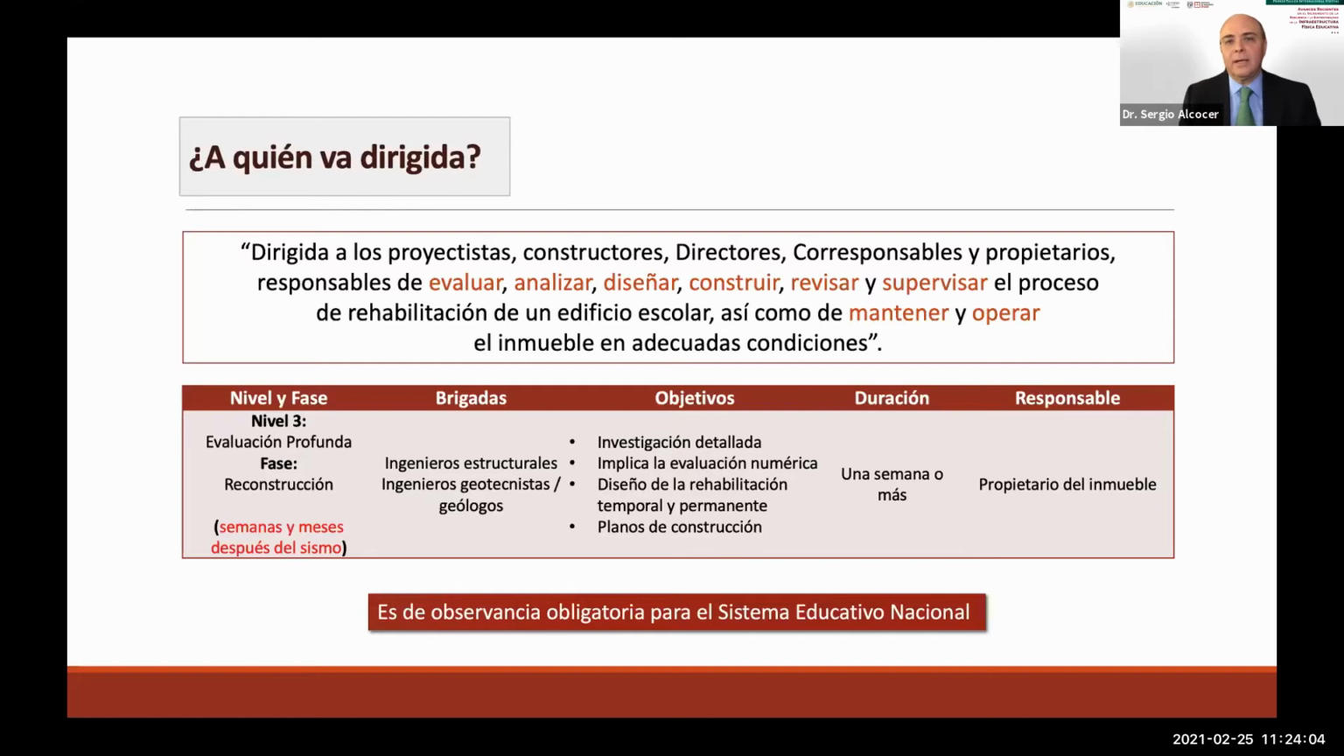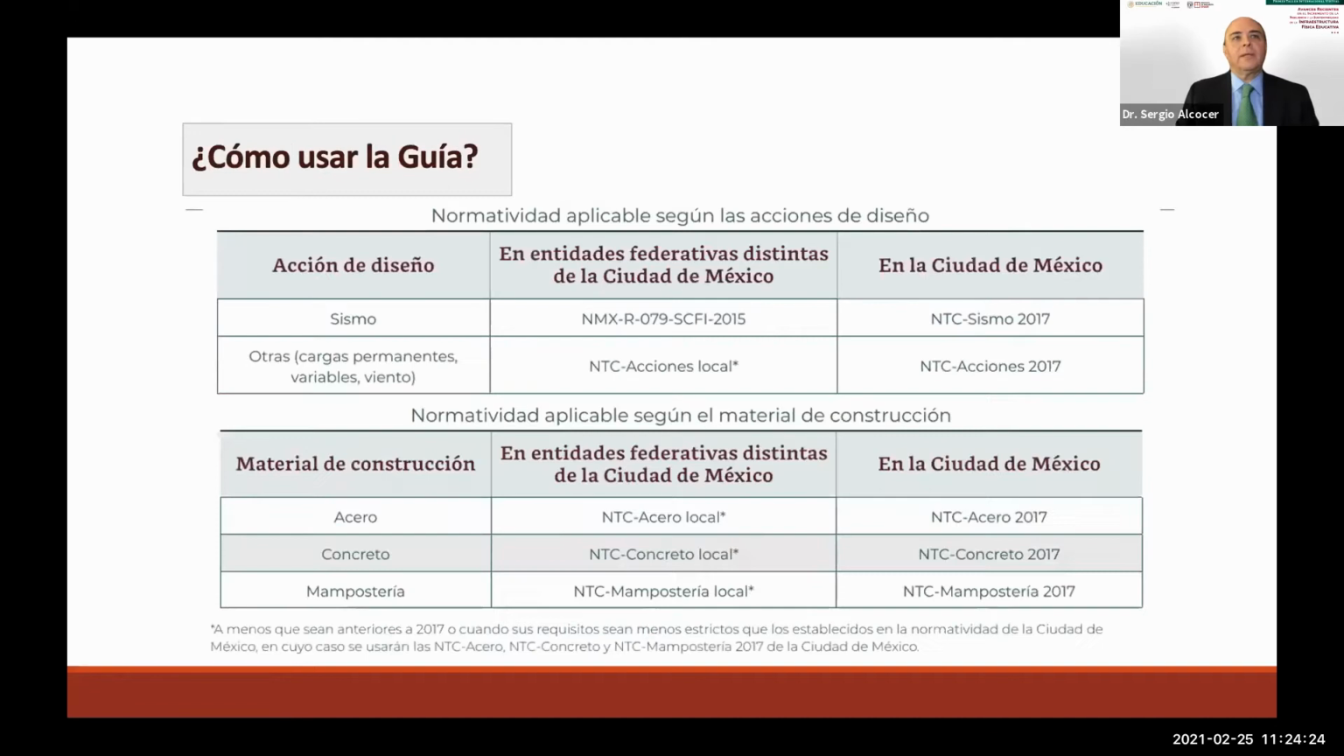Even if there are no damages and it's simply applied to reinforce the structure, it is convenient to have colleagues from soil mechanics. This methodology is mandatory for the public national system of education and for the building of new schools and the rehabilitation and refitting processes of these schools, as well as private schools. This guide is designed to be used as a complement of the local regulation. This in Mexico City is complemented by the rules and regulation of constructions, and in other states it will have to be a complement to local regulations and complementary technical standards.